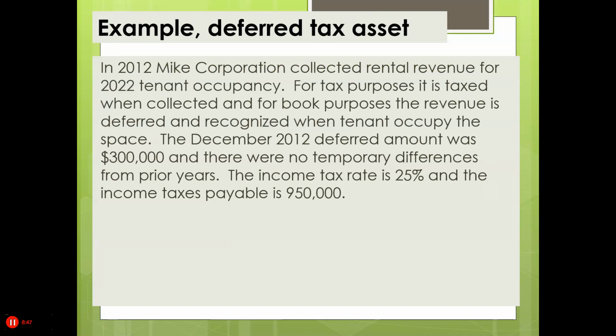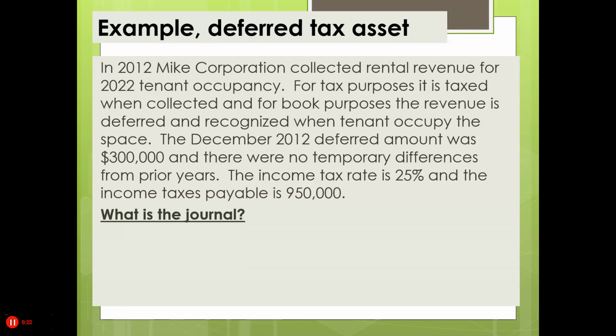Now let's take a look at another example, a deferred tax asset. In 2012, My Corporation collected rental revenue for 2022 tenant occupancy. For tax purposes, it is taxed when collected, and for book purposes, the revenue is deferred and recognized when tenants occupy the space. The December 2012 deferred amount was $300,000, and there were no temporary differences from prior years. The income tax rate is 25%, and the income tax payable is $950,000.